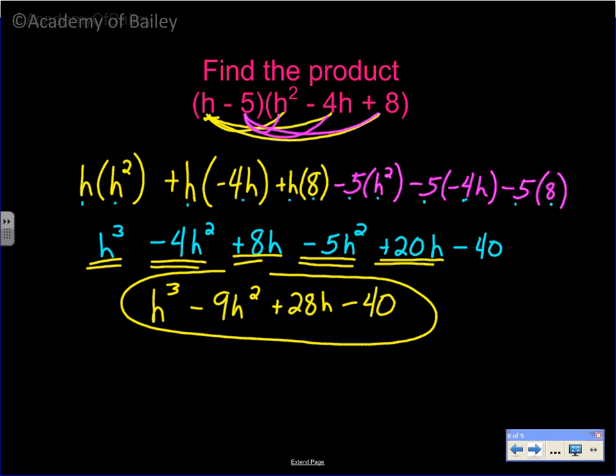Looks like we have all like terms combined. Let's just take one quick glance to make sure that we have the correct answer. And that is the simplified product of what we started out with.